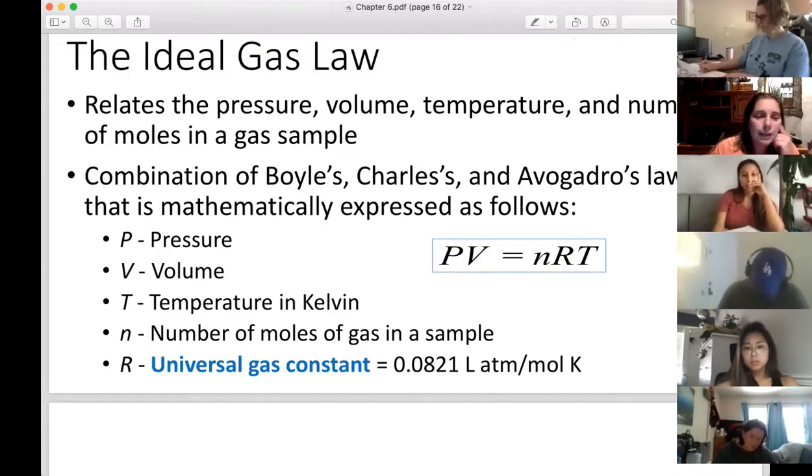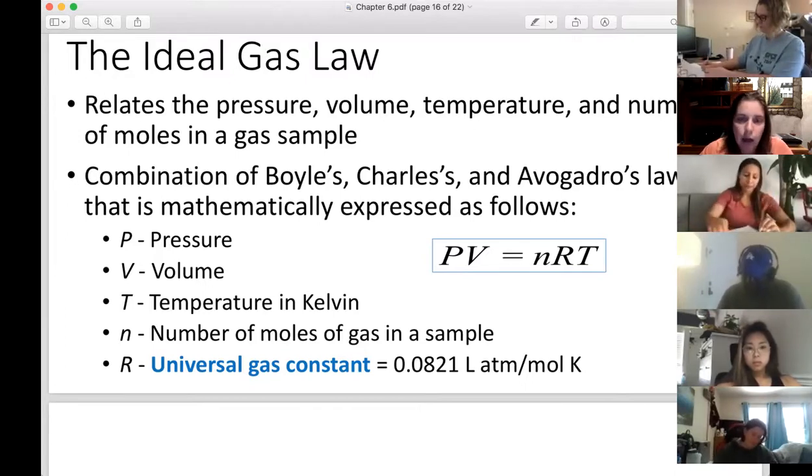And so what we have happening here is P and V, pressure and volume. T is temperature in Kelvin. N would be the number of moles in the sample. And then we have this universal gas constant, which is R. So this number will always be the same. Now, the hint and trick here: in your homework, you might see different R's in the reference tables, and it's based off of these units here.